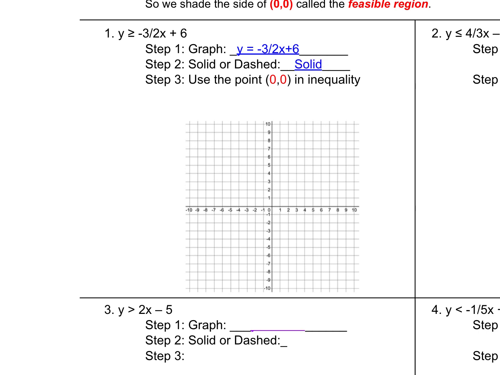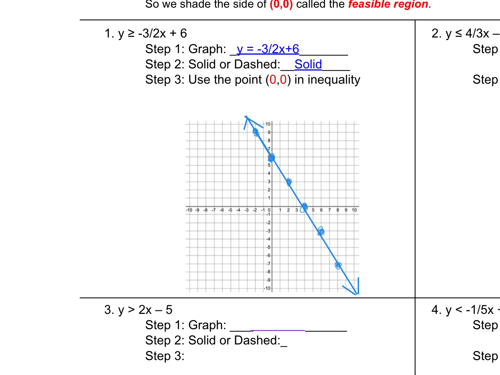So we're graphing the point at +6. From there, going down 3 to the right 2, put a point, down 3 to the right 2, put a point, etc.